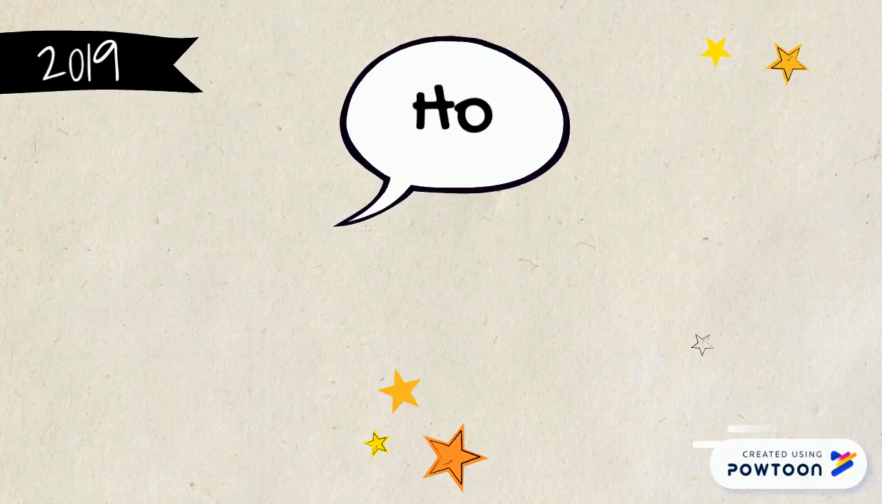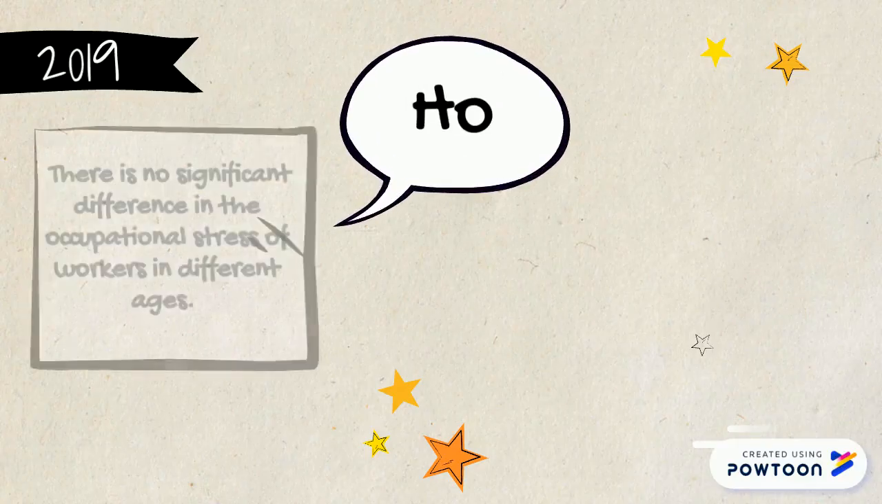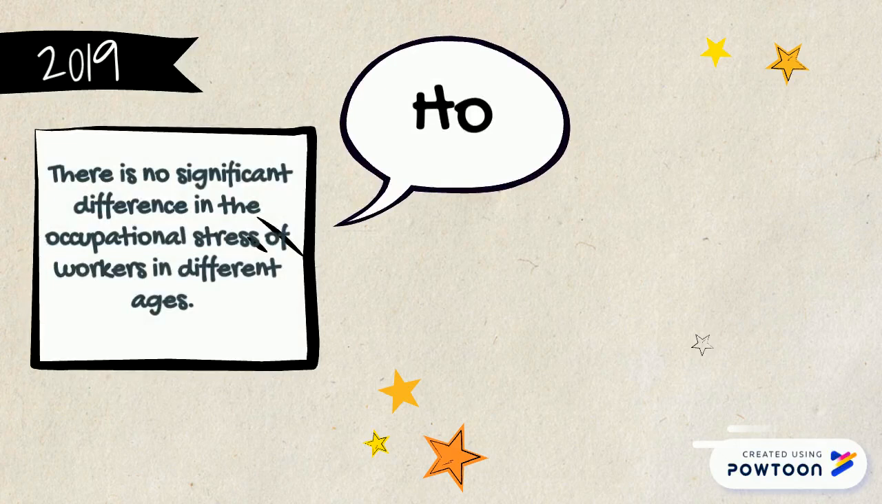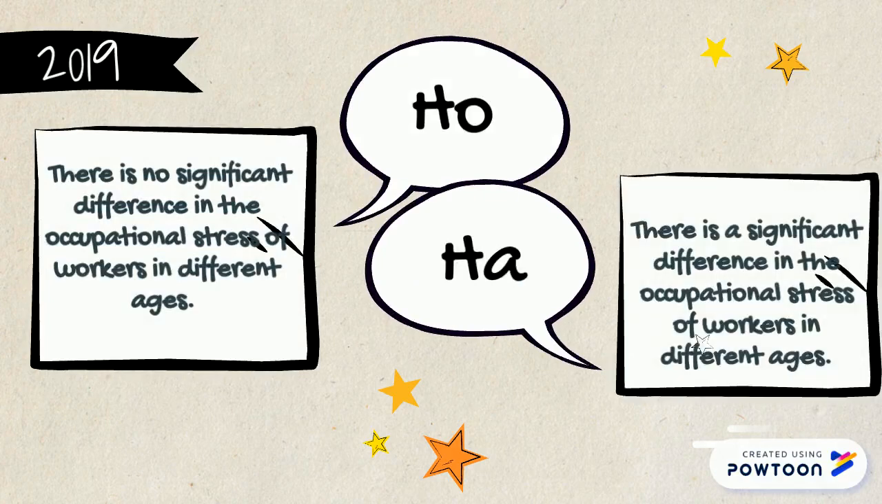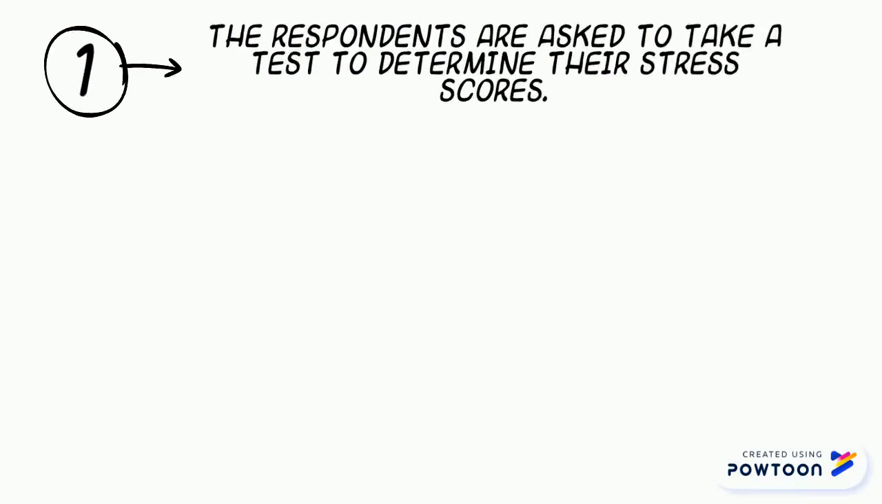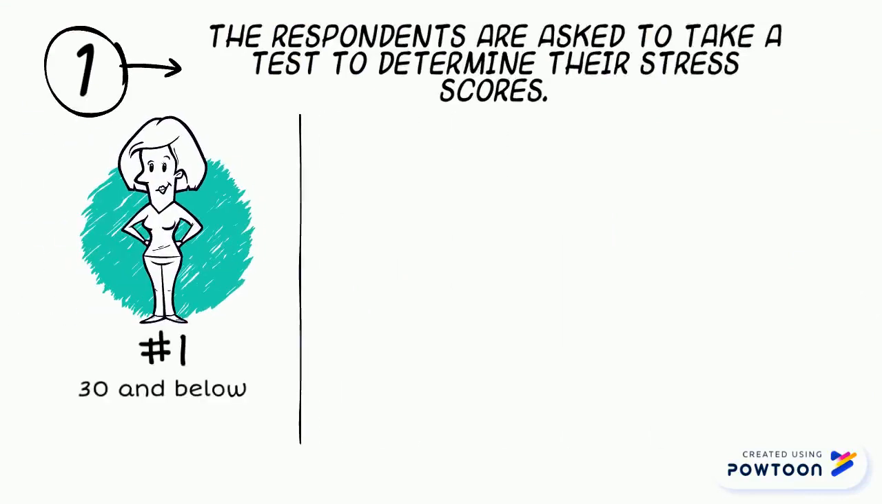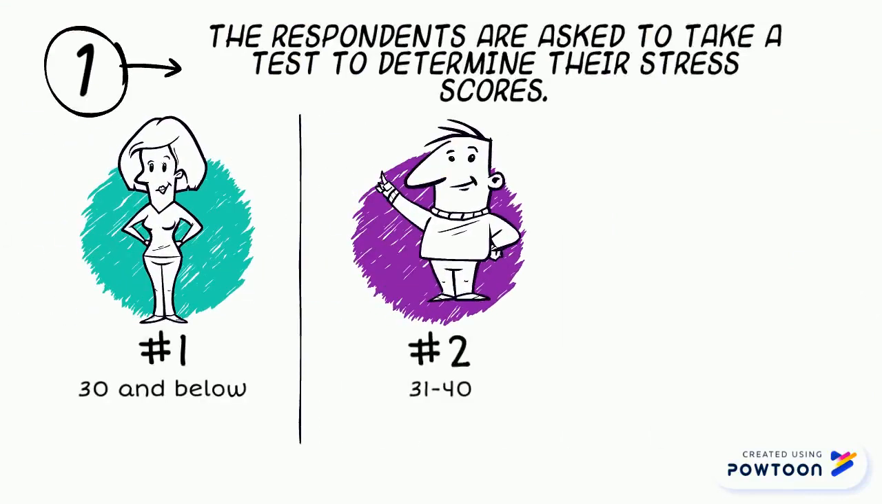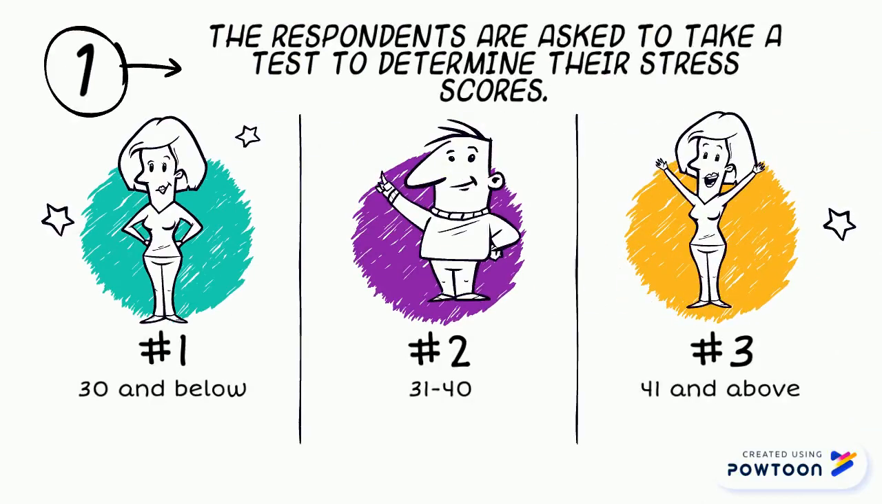We'll now have our null hypothesis, which states that there is no significant difference in the occupational stress of workers in different ages, and our alternative hypothesis, which states that there is a significant difference. The respondents are divided into three groups whose ages are 30 and below, 31 to 40, and 41 and above. They are asked to take a test to determine their stress scores.